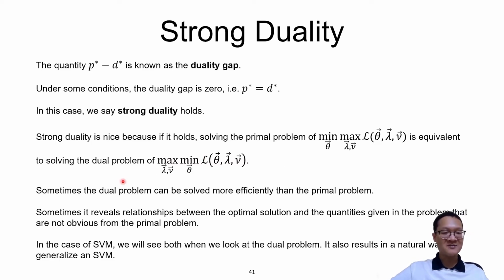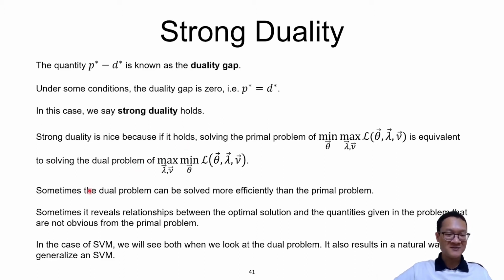Mathematically speaking, sometimes solving the dual problem can reveal some relationships between the optimal solution and the quantities given in the problem that maybe we could not see from the primal problem. So sometimes by solving the dual problem, in other words, we can interpret the solution better.